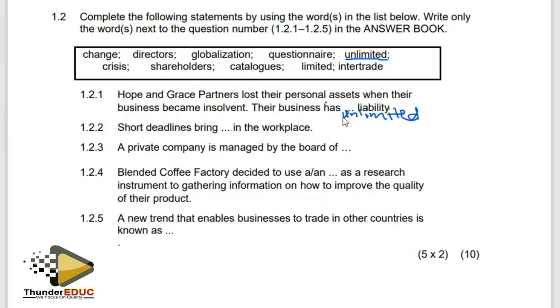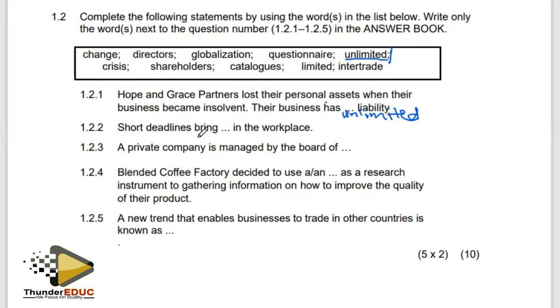Unlimited liability is the answer here. You can say this is question one, alternative one. Alternative one is for unlimited. So we go to this question here.